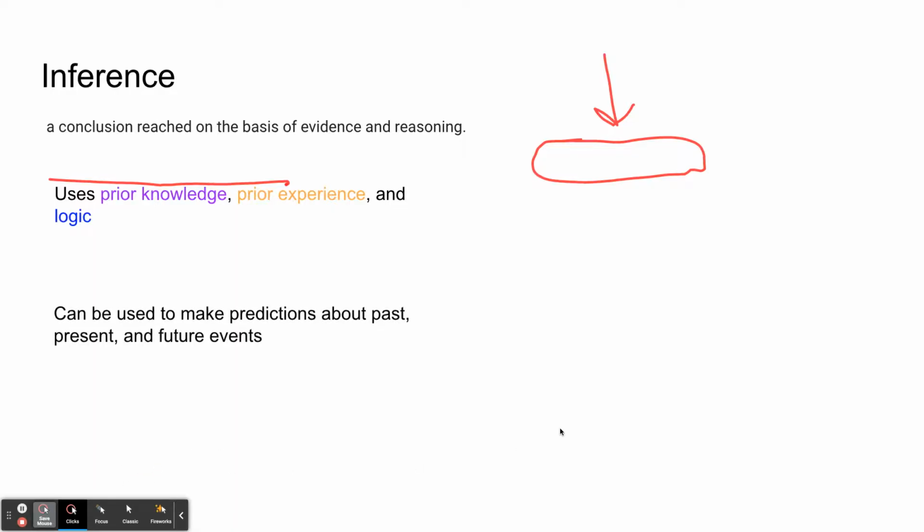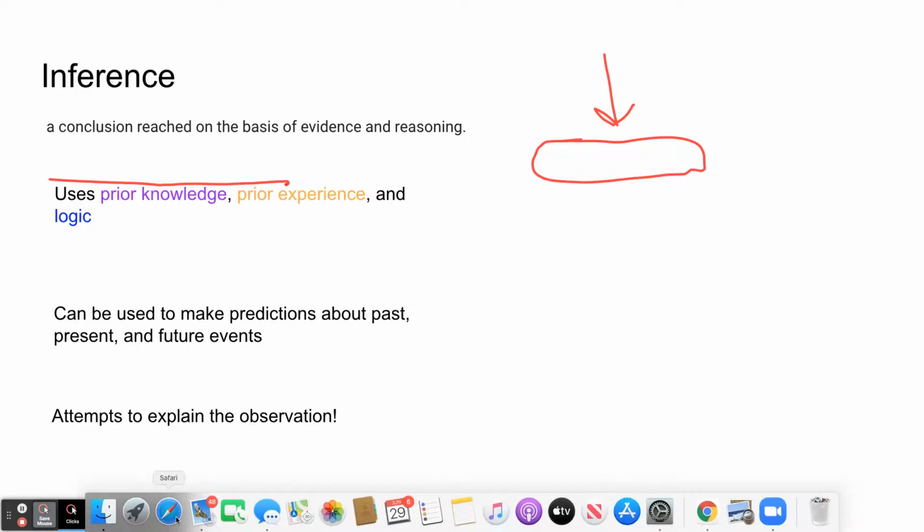Okay, so this can be used to make predictions about the past, the present, and future events. It also aims to explain what is happening in the observation. It tries to get at the why. So if you think about it, science is a science of inference, right? And then we use experimentation to deduce if our inference was correct. So inference and deduction, all that stuff is in there.